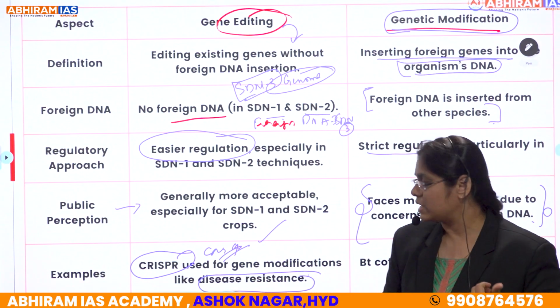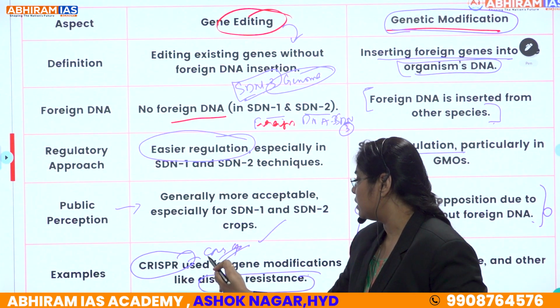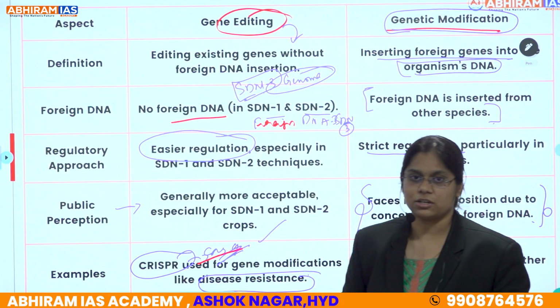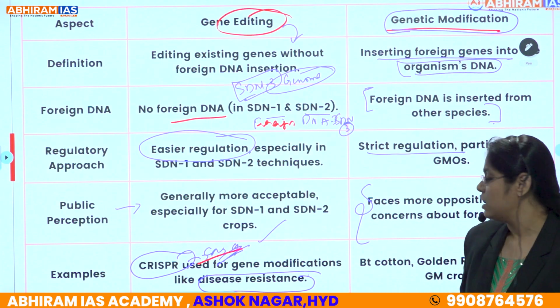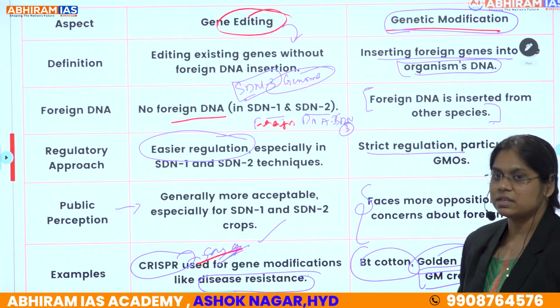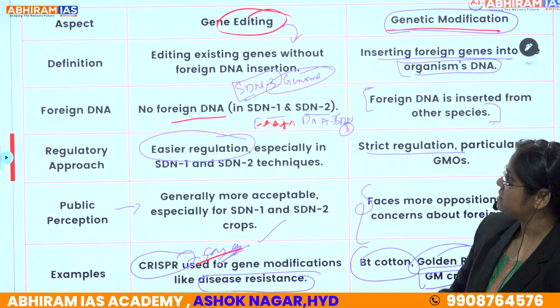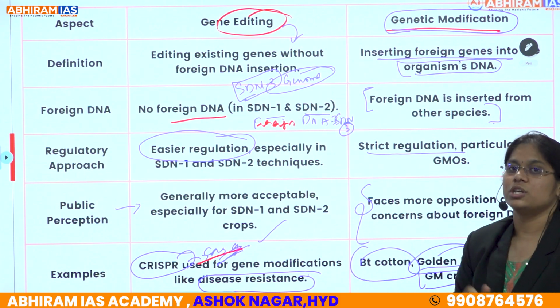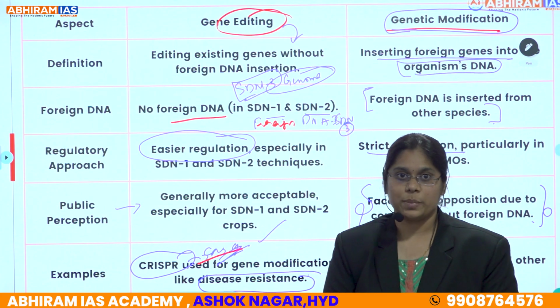Clear? So now the example here is CRISPR-Cas9 technology modified plants, but here it is BT cotton, golden rice and other GM, that is, genetically modified crops. So this is the difference between gene editing and gene modification. Clear with this topic? Thank you.